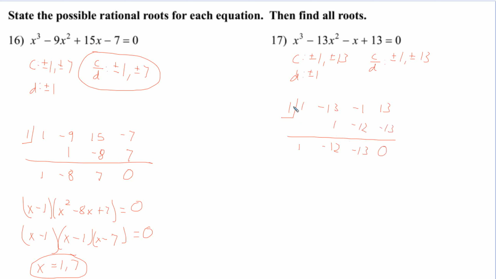So it doesn't always work that 1 is the answer, but in these 2 examples it did. So because 1 worked, x minus 1 is a factor. And then we're left with this 1x squared minus 12x plus 13. And we want to go ahead and try to factor that. Still have the x minus 1. Looks like it's going to be x and x, 2 negatives, and then 13.